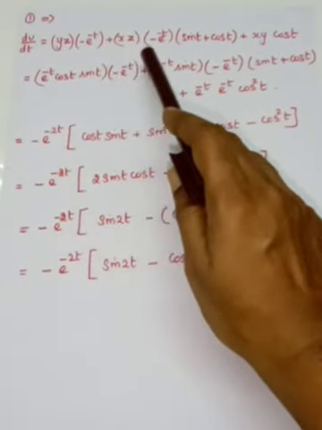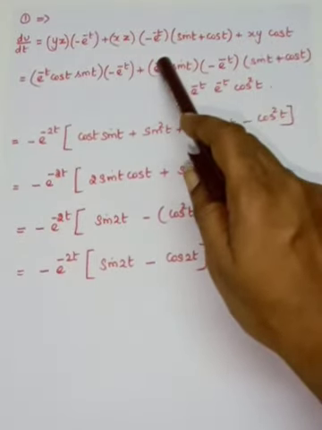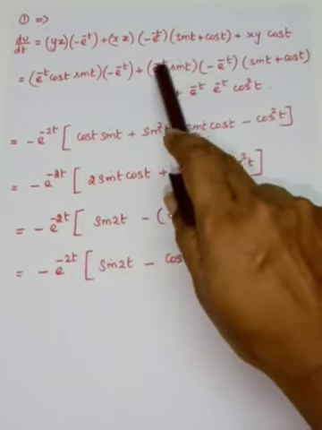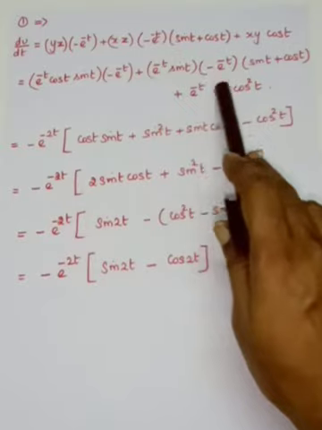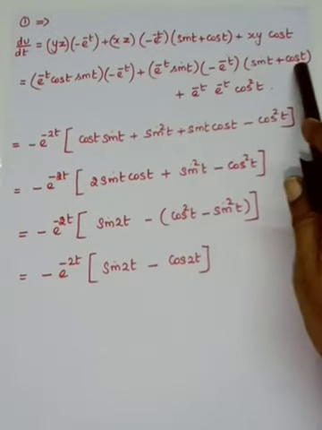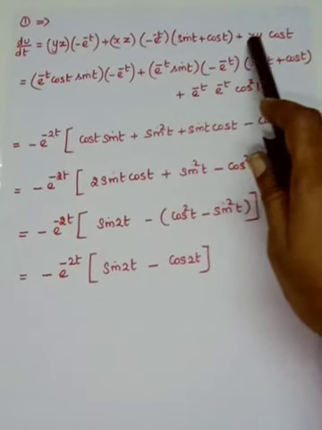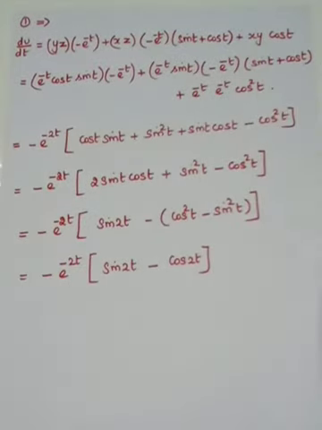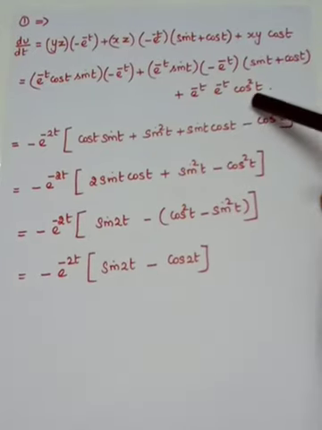What is x? X is equal to e power minus t. Z is what? It is sin t. So x is e power minus t into sin t. Here also you are having minus e power minus t into sin t plus cos t. Come to the third term I have written here. What is x? E power minus t. What is y? E power minus t into cos t. Already our cos t is here. So it is cos square t.